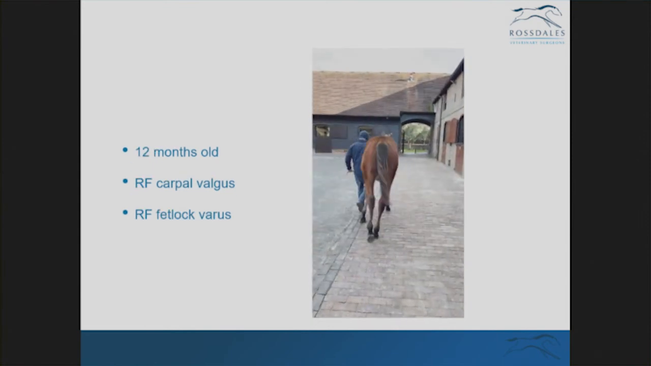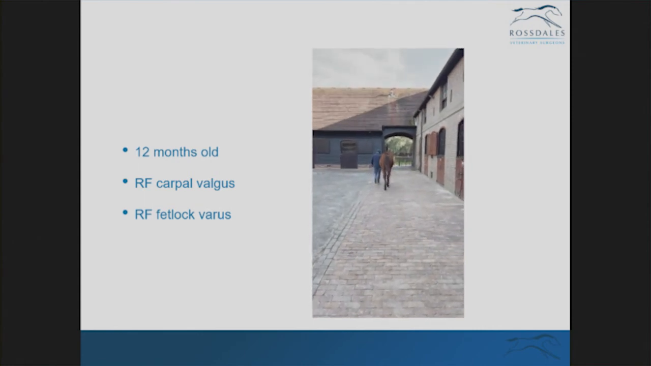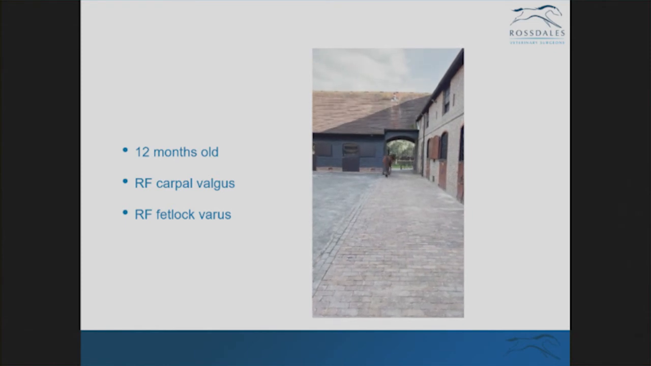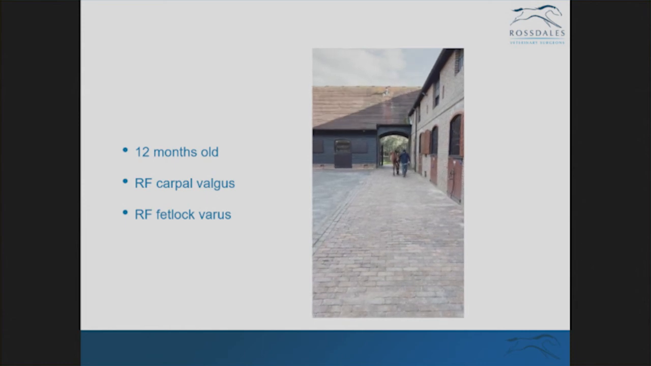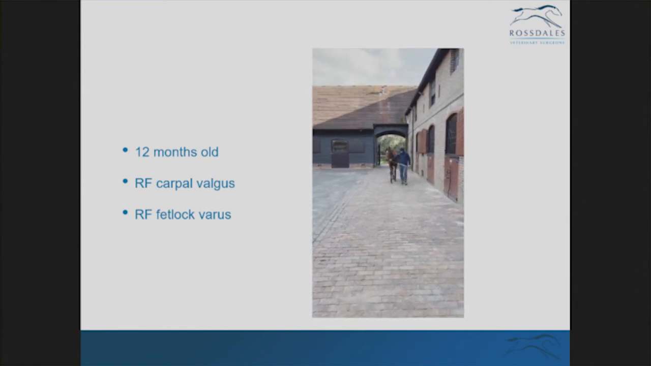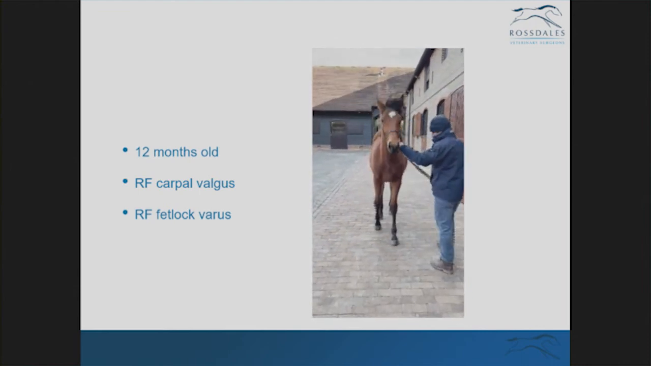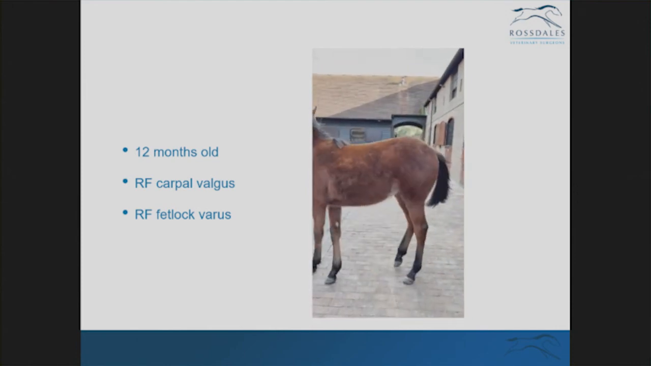So this is a 12-month-old. We were looking at this horse since it was 8 months old, I think, just after Christmas, trying to manage it along until it was at that year-old stage. When we first looked at the yearling, it already had the right front fetlock varus, which was obviously an issue that we can't do anything about at this stage, but we can try and help the knee conformation above it.